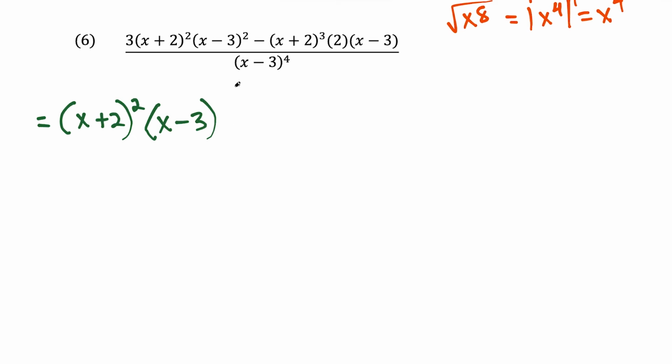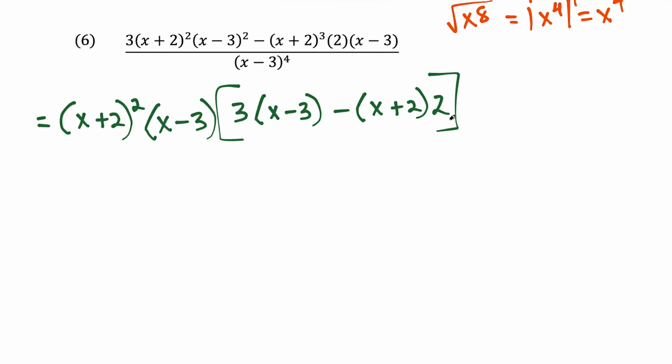And now what we'll do is write the leftovers inside of the brackets here. If I take out an x plus 2 squared, I have no more x plus 2's left. I do have that 3 in front, so I'll just write the 3 over here. So we have a 3, and then we took out x minus 3 to the first from an x minus 3 squared, so we're going to have an x minus 3 left over. And then we have minus, if we take out x plus 2 squared from an x plus 2 to the third, we're left with a single factor of x plus 2. And then we're left with the 2 here. And we took out an x minus 3, so that's all that's left over here.